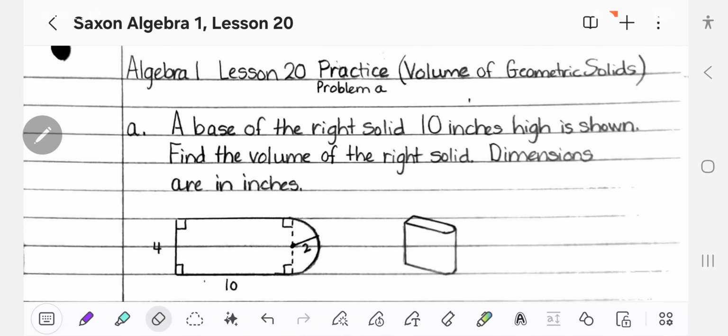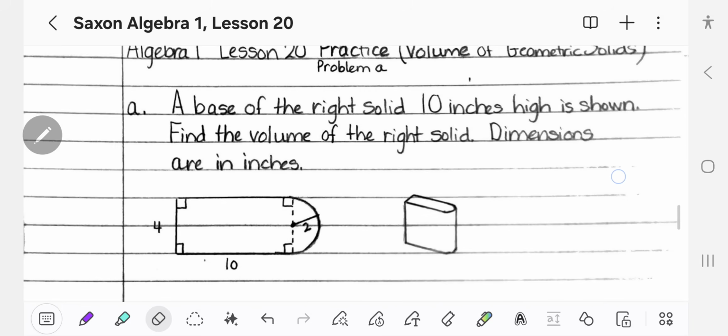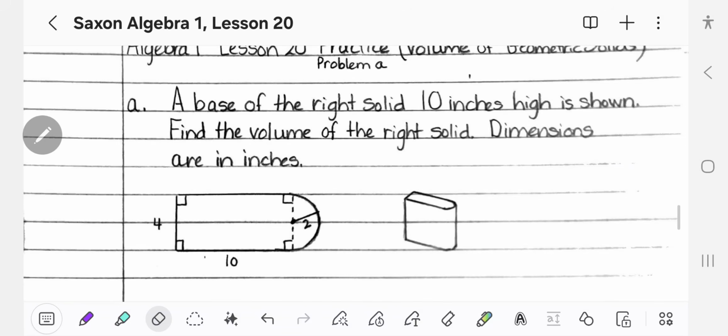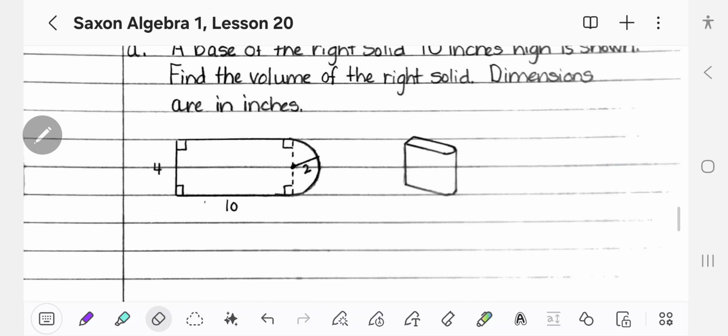This is Algebra 1, Lesson 20, Practice Problem A. A base of the right solid 10 inches high is shown. Find the volume of the right solid. Dimensions are in inches. So you can see that you have, like it said, the base over here on the left side. Here's your base, and it's enlarged of the base of this geometric solid.